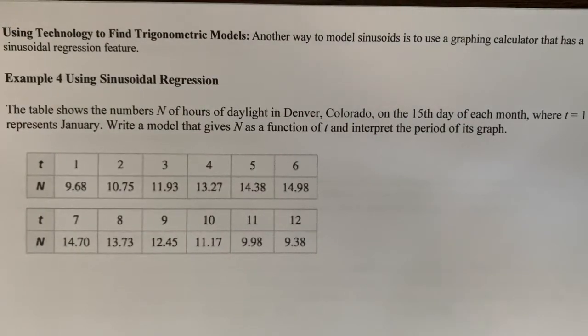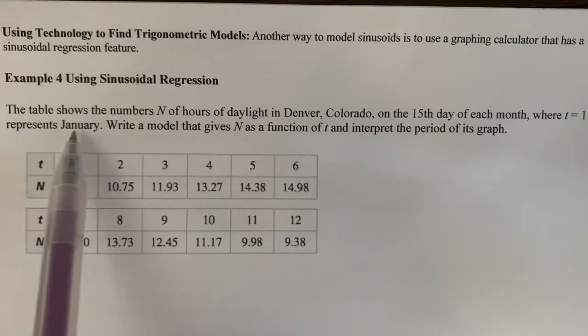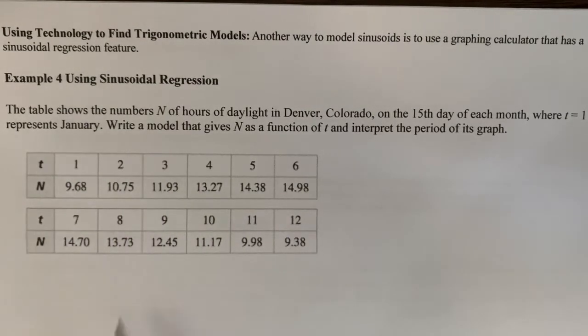In our last example, we are going to use a graphing calculator and perform a sinusoidal regression to write a function for a model. In example 4, the table shows the number n of hours of daylight in Denver, Colorado on the 15th day of each month, where t is equal to 1 represents January. Write a model that gives n as a function of t and interpret the period of its graph. Here we are given the table of values, and let's put this into Desmos.